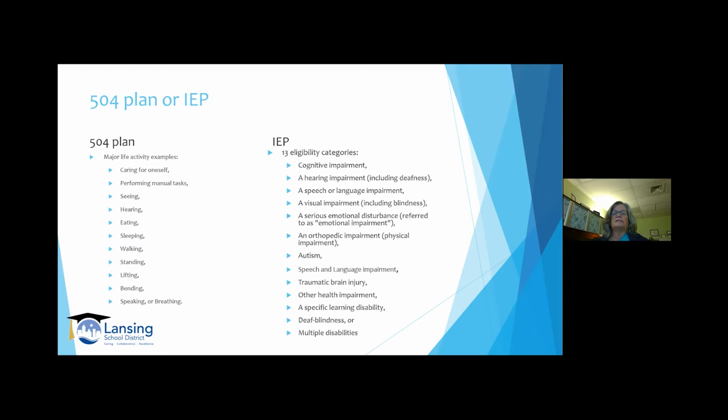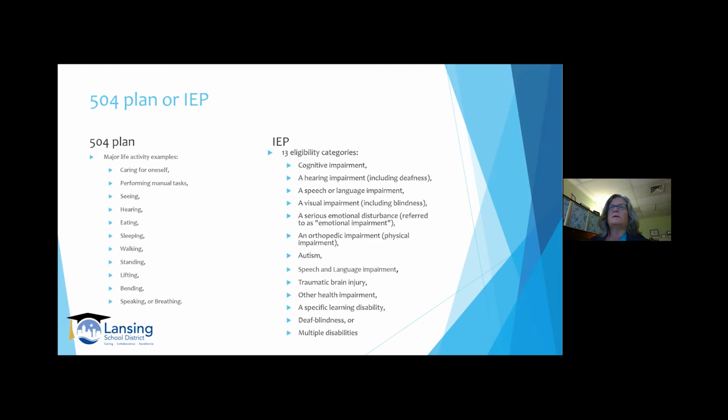Then there is an orthopedic impairment, or what we call a physical impairment. So some of these terms are different federally than they are in the state of Michigan. Then there is autism spectrum disorder. And again, I put speech and language in here. I'll have to get that replaced. I apologize for that. Traumatic brain injury.